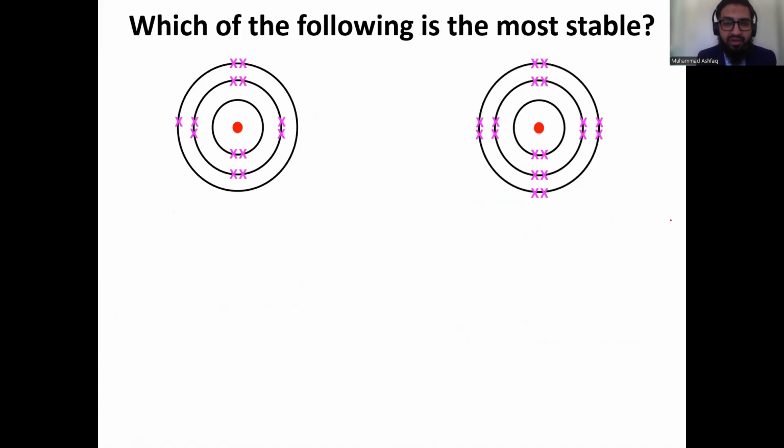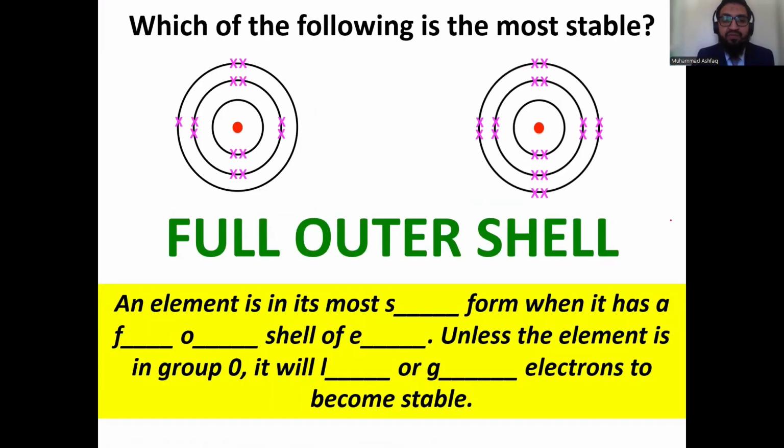Again, you have a small task in which I'm going to give you 1 minute to answer the question. Which of the following is the most stable? The answer is here, full outer shell. It means this element is stable. The reason an element is in its most stable form is when it has a full outer shell of electrons, unless the element is in group 0. While in group 0, it will gain or lose electrons to become stable.